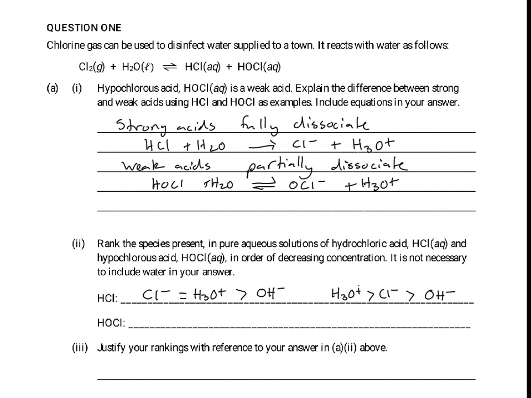With HOCl, because it's a weak acid, most of it stays as HOCl, so that's the largest concentration. Because it breaks apart into one OCl minus and one H3O+, those two concentrations are equal, so OCl minus is equal to H3O plus. And again, because water naturally contains a little bit of hydroxide, there's a tiny bit of hydroxide floating around.